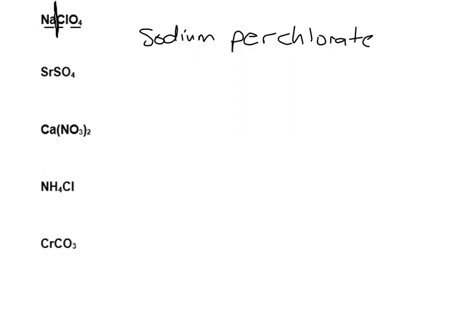We don't need a Roman numeral this time. We don't need to change any endings. We don't need any dis or tris. If it's polyatomic, you just name it as you see it. Let's find the next one.